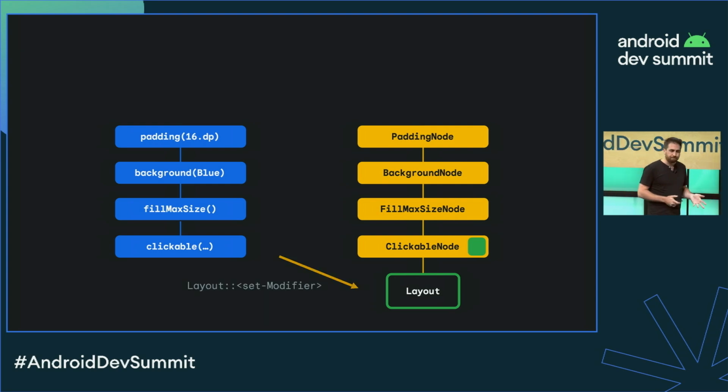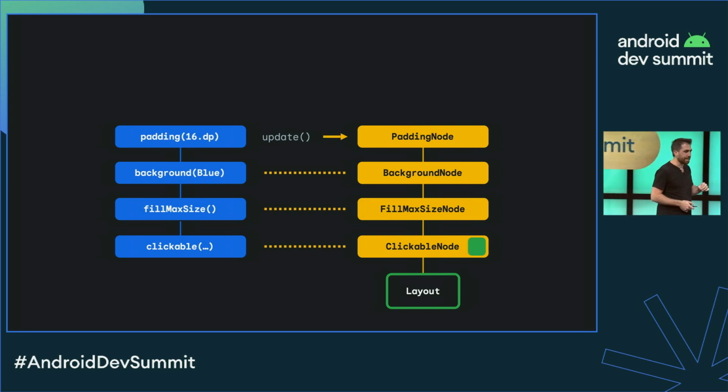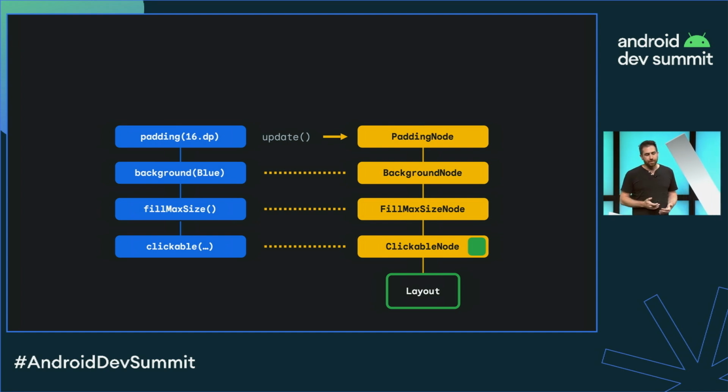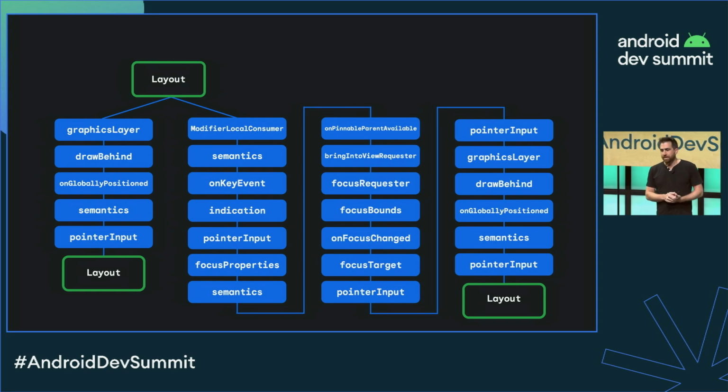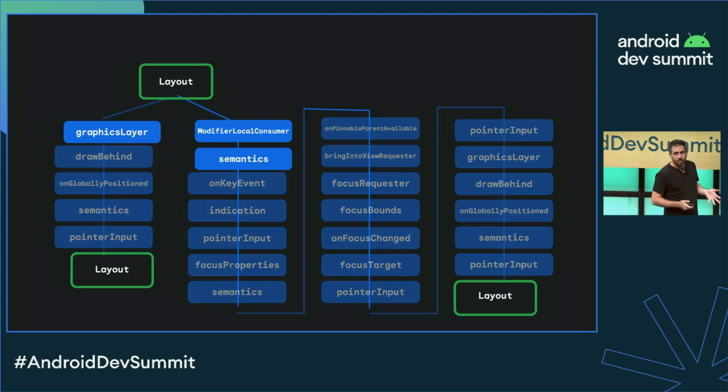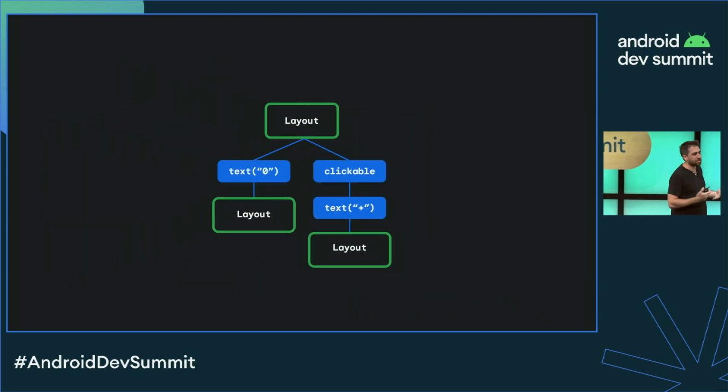And when we do that, compose then diffs the previous list of modifiers with the new ones. And each of them are comparable, and so we can update only the modifiers that have changed, which in this case is just padding. The rest of the modifiers were the same, so we simply do nothing for all of them. So if we go back to our early example, we can see that with Modifier.Node, we're able to get from a tree like this back to our nice mental model of something that looks like this.